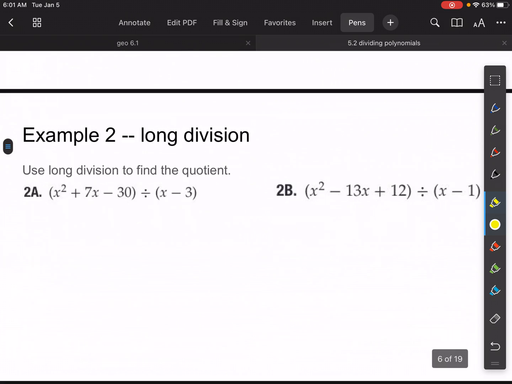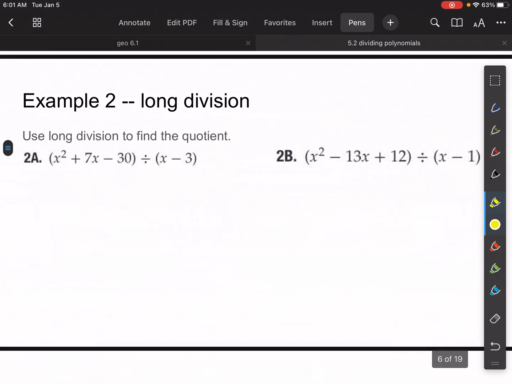So here we go. This is how this looks, you guys. For 2a, we're dividing this polynomial by, this is not a monomial anymore, this is a binomial. So we're going to use long division, since it tells us to use long division. So we have x minus 3, and we're dividing that into x squared plus 7x minus 30. First of all, do we have all of our placeholders? We do. We have an x squared term, an x term, and then a constant.